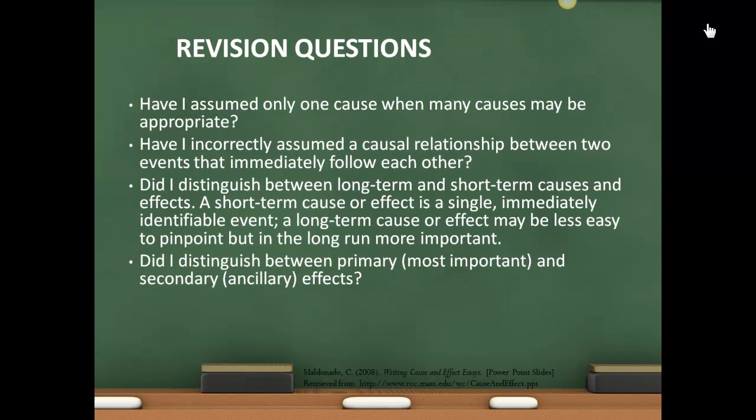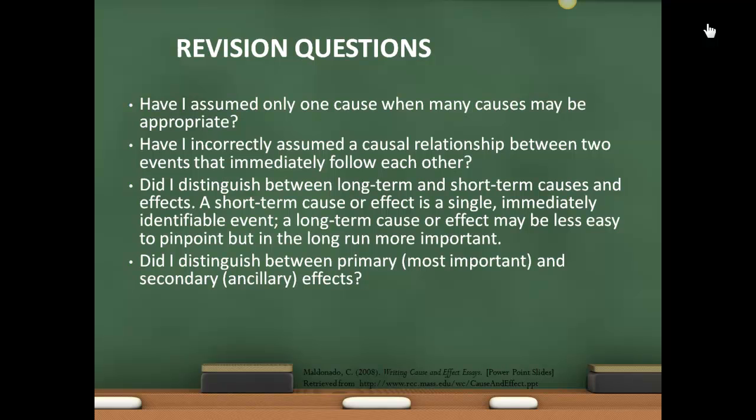As you're revising your essay, these are some important questions to ask yourself. Have I gotten too narrow? Have I assumed that there's only one cause when there are actually multiple layers to that or multiple other causes to think about? Have I made a logical error in assuming that there's a relationship just because there was a time relationship? Okay, remember not to confuse cause and effect with chronology.